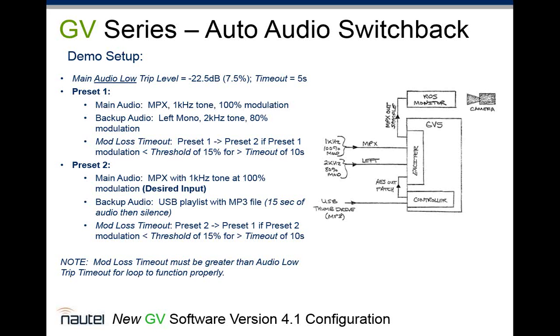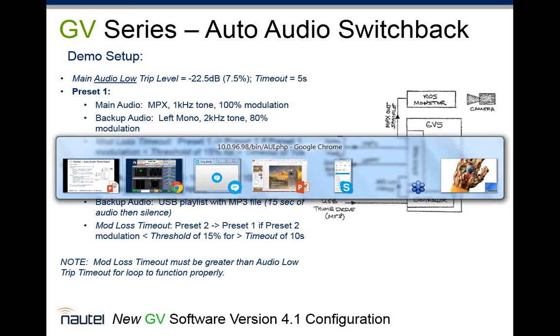Do these minimum modulation levels include the effect of FCA, RDS, pilot, all that stuff? The main audio low trip level, no. It's strictly the main audio, whatever is main for that preset, because in that menu there's also an FCA audio trip level. The modulation loss is the entire composite baseband. Okay, so you've got to make sure you set that percentage above 9% or whatever if you have RDS. If you have any SCAs, yes, you don't want them to affect the transfer.